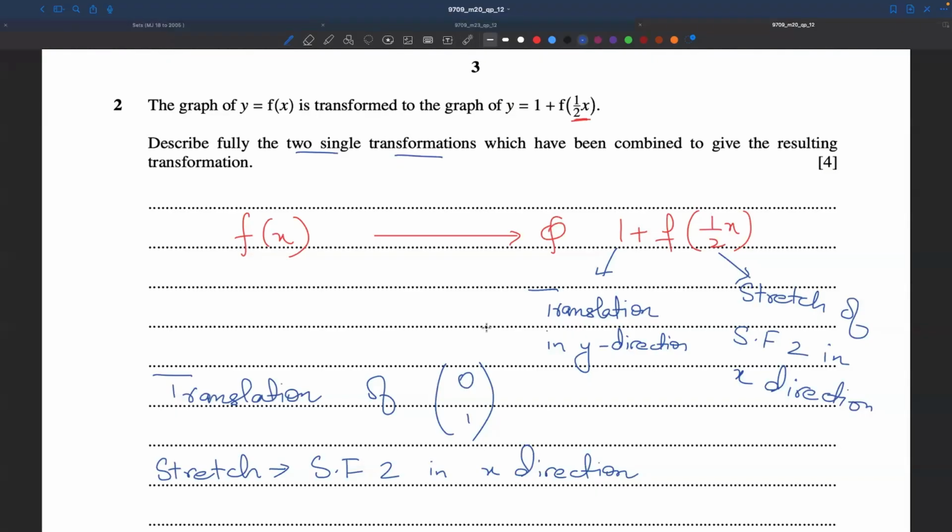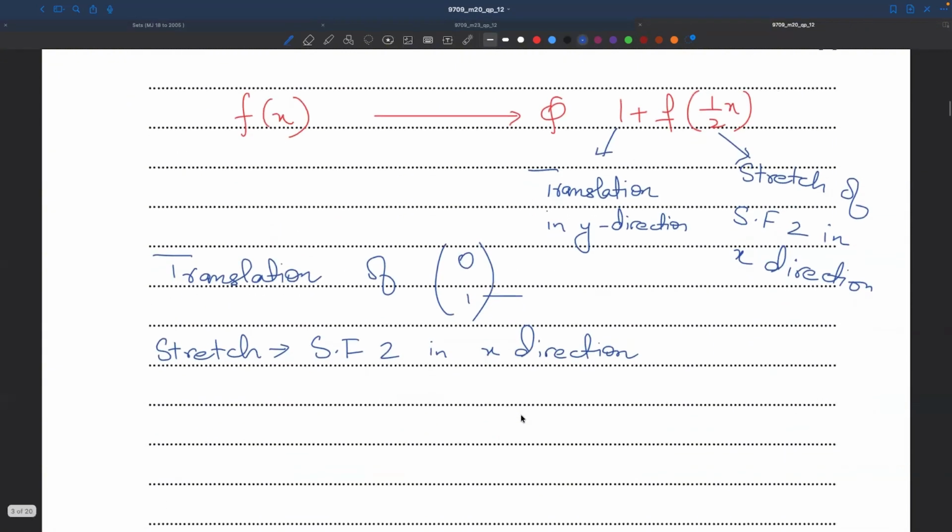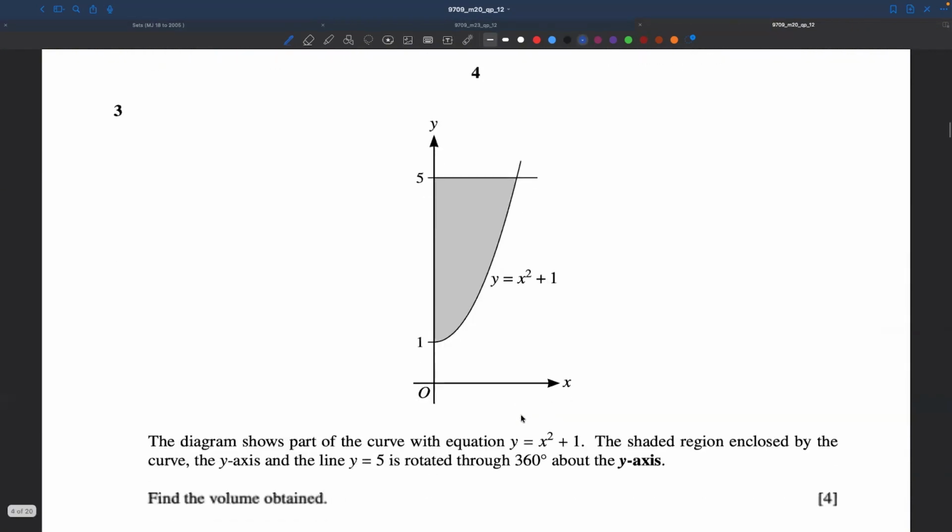So the order will matter if the transformations are in the same direction, like both in the y direction. If one of them is in the x and one of them is in the y direction, like in this case, the order doesn't matter. Okay. All right. Moving forward.